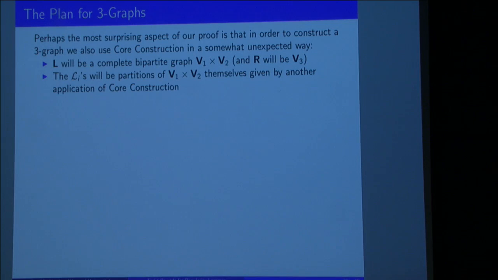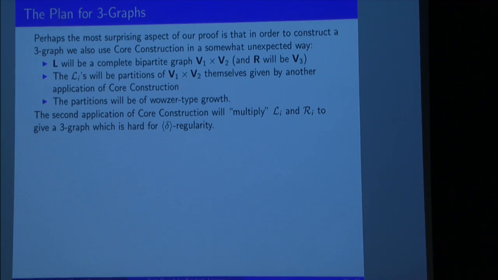And the partitions, the calligraphic Li, will be partitions of the complete bipartite graph themselves, given by another application of the co-construction, as we said before. V3 will be of the order of the number of vertices? Yeah. So it's a very unbalanced thing. That's true. Hence the importance of having a bipartite construction where the left and the right can have different inputs, different sizes, different numbers of nodes, different orders of the partitions, almost completely independent. And the second application would, in a sense, multiply the partitions Li and Ri to get a tree graph, which is hard for delta regularity.